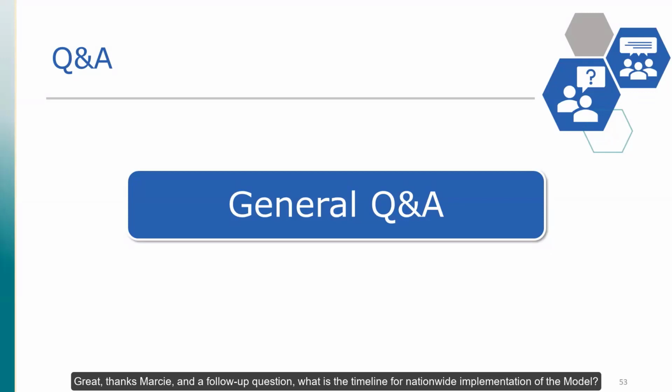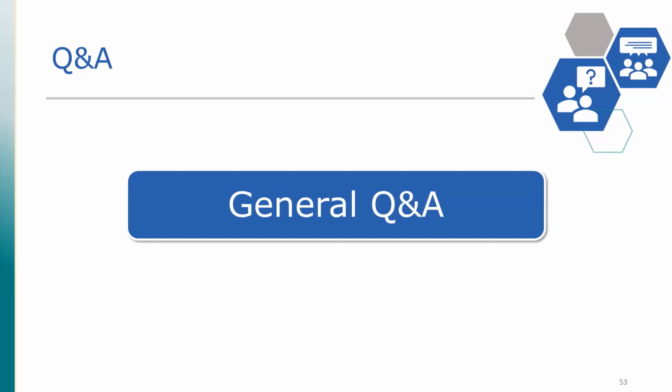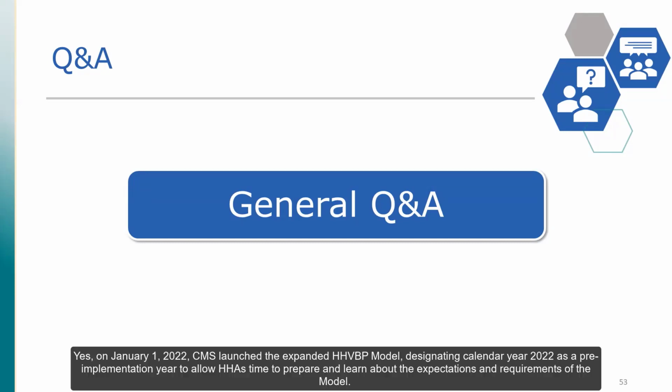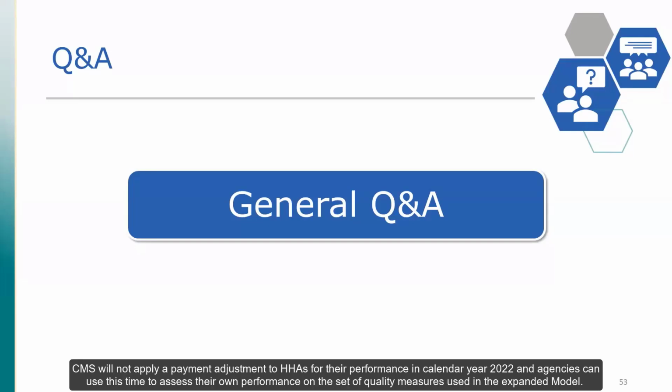Great, thanks, Marcy. And a follow-up question, what is the timeline for nationwide implementation of the model? Yes, on January 1, 2022, CMS launched the expanded HHVBP model, designating calendar year 2022 as a pre-implementation year to allow HHAs time to prepare and learn about the expectations and requirements of the model.